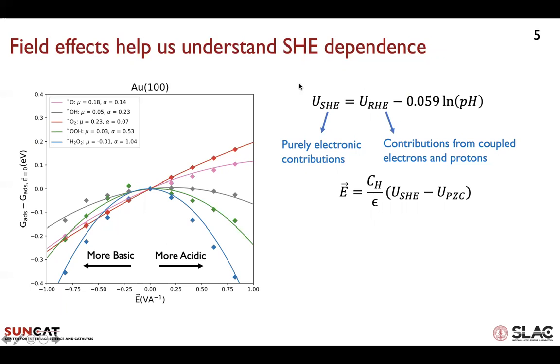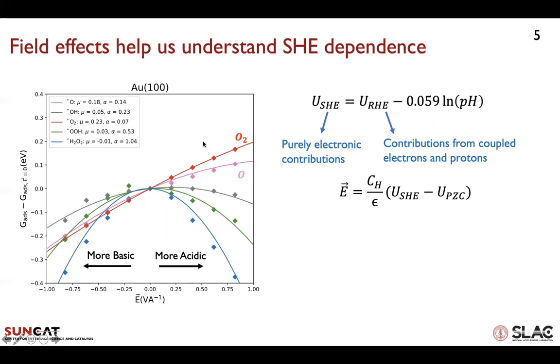We know how to measure the AIChE dependence, but to measure the SHE dependence, we look at electric fields, which are completely dependent on SHE and not on the AIChE scale. The way we've done this here is we've used a pretty simple parallel plate capacitor model where the CH, epsilon, and PZC are all constants that depend only on the electrode you're looking at. If we look on the left at the actual DFT calculations we did to understand these field effects on the different adsorbates, we see that all of these adsorbates have some amount of dependence on field.